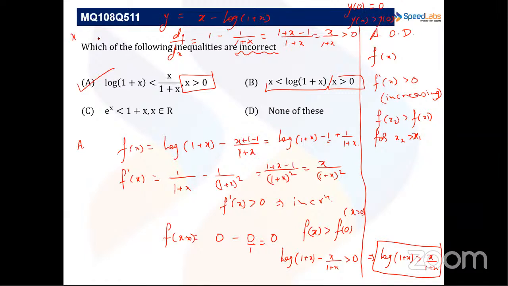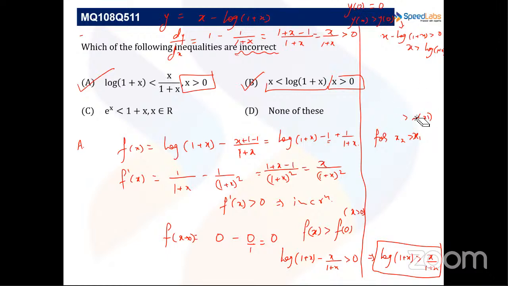So x minus log 1 plus x will be greater than 0, so x will be greater than log 1 plus x. But we are given the opposite condition, so this is an incorrect condition. We have to find the incorrect condition, so B is also one of our options.